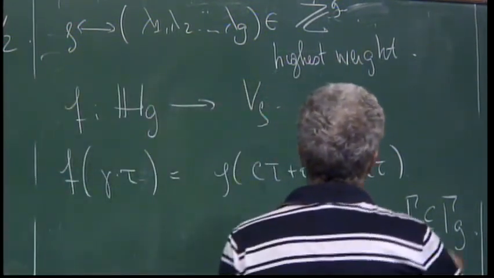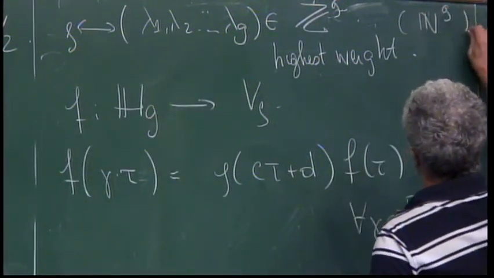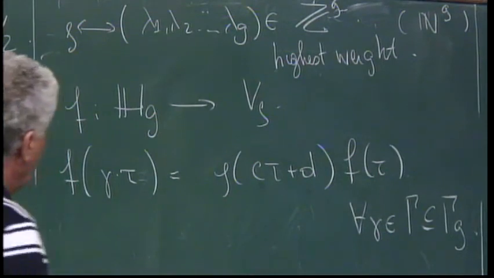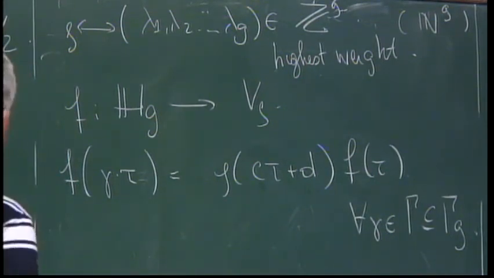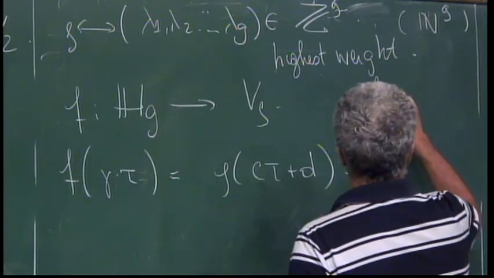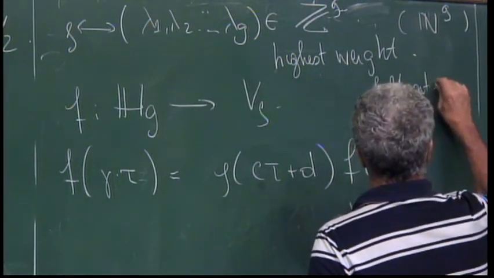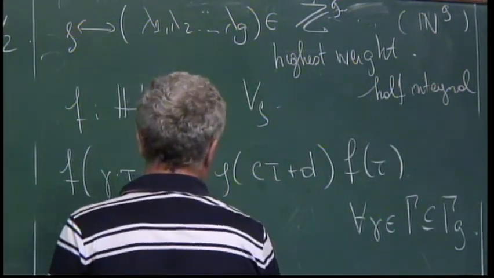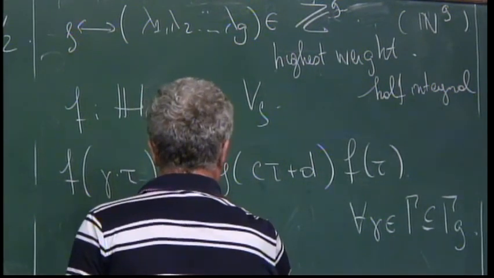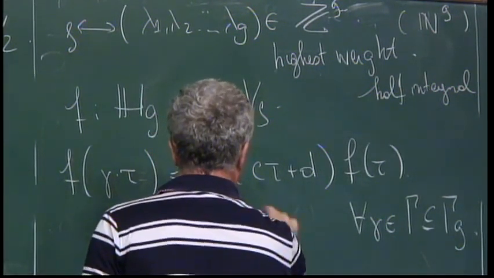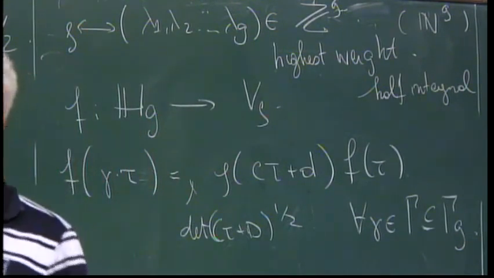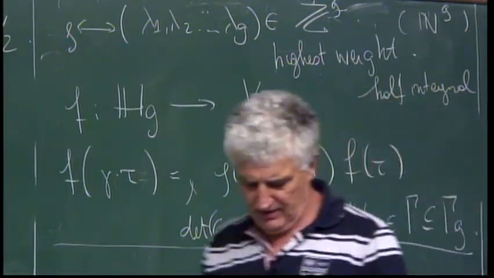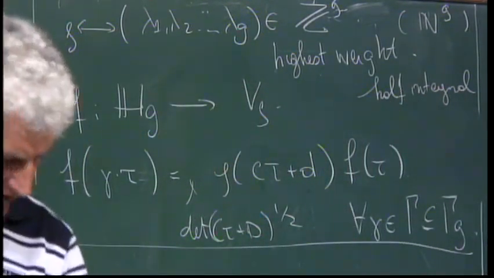Obviously, usually they should be positive integers, but I also require, and this can be done, I don't want to explain, that they can also be half integral, in the sense that this is the representation. Here you can multiply by the determinant of C tau plus D to the 1/2, something like this. But by abuse of language and notation, I use this half integral. That's much easier to understand.